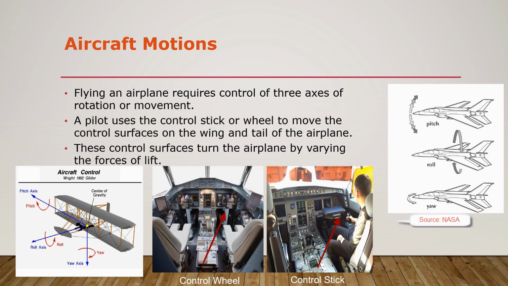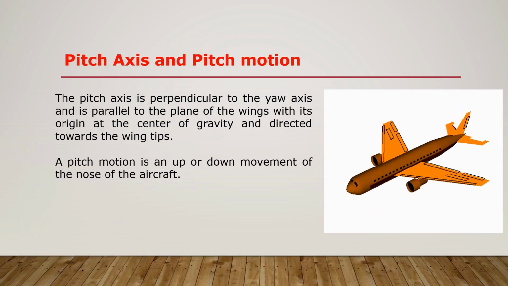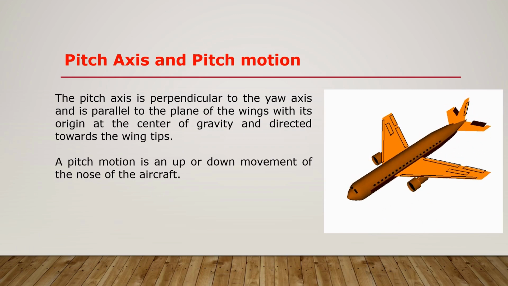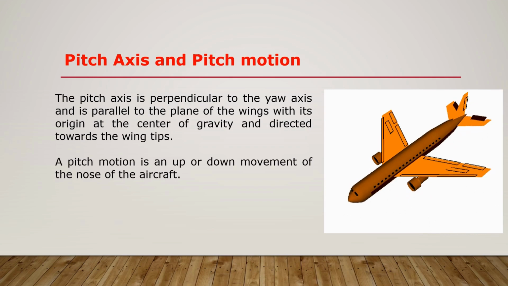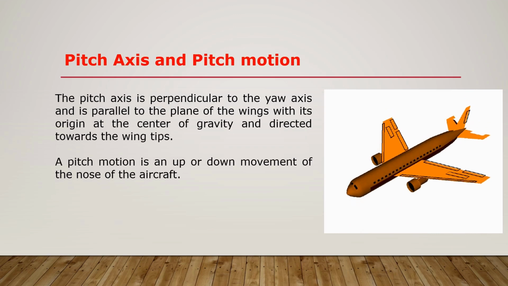You can see here we have a control wheel, or you can say a control stick, that pilots or co-pilots use to control the direction of the aircraft. The pitch axis is perpendicular to the yaw axis and parallel to the plane of the wings, with its origin at the center of gravity and directed towards the wingtips. Pitch motion is the up or down movement of the nose of the aircraft.